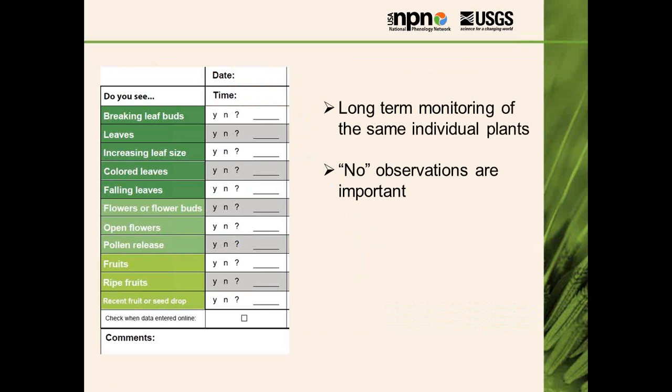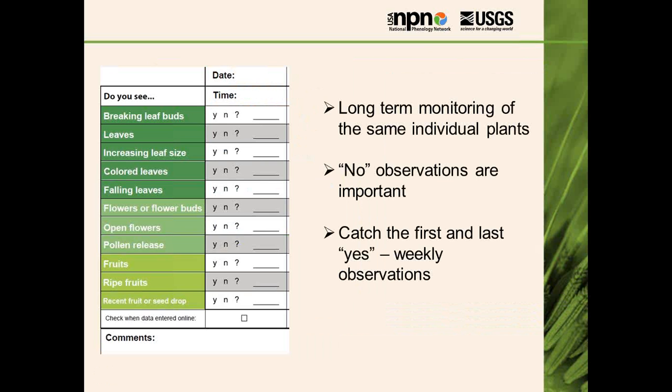We really value the no observations that you make. You can see on that data sheet that we have a Y, an N, and a question mark. And that N represents a no, you did not see that phenophase. So when you observe with Nature's Notebook, we're not only interested in when you are seeing things occurring, but also when you're not. This really helps us to pinpoint when that first yes does occur.